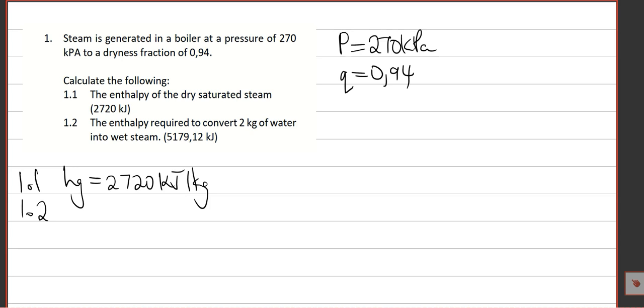So next question, 1.2, it says the enthalpy required to convert 2 kg of water into wet steam. So this is what you do. You want to convert 2 kg of water into wet steam. What you do is you first find the enthalpy of the wet steam and you multiply it by 2 kilograms.